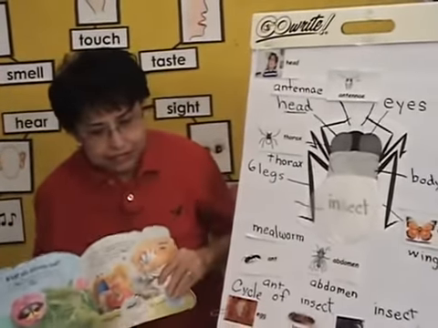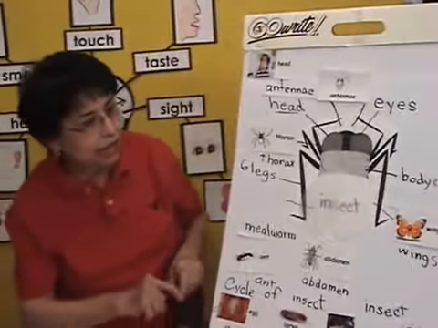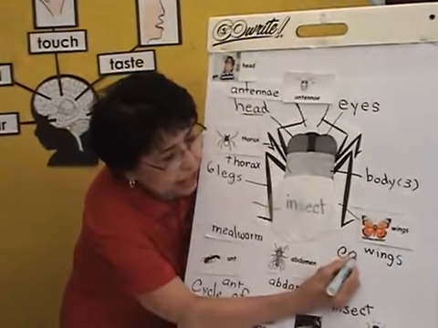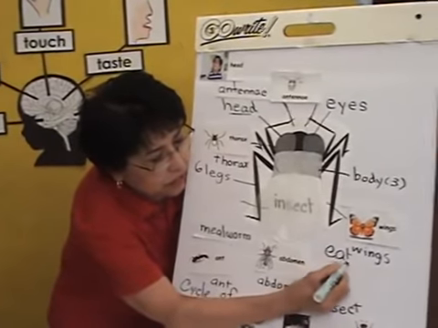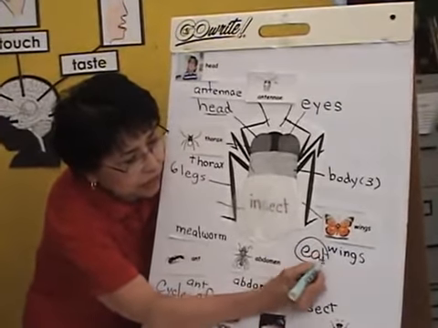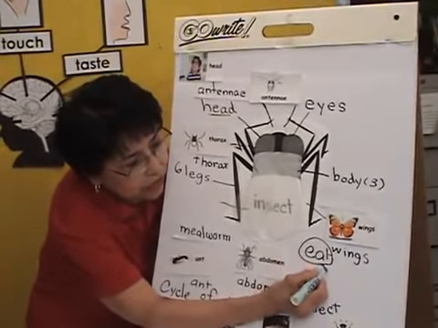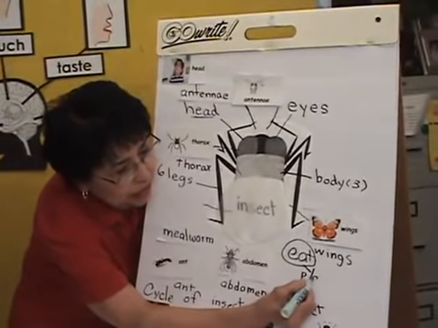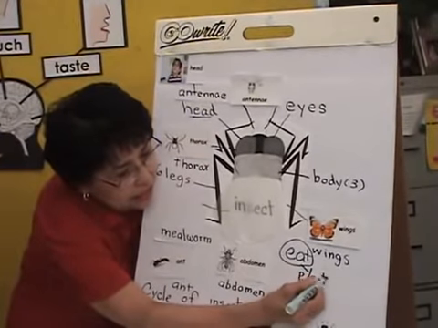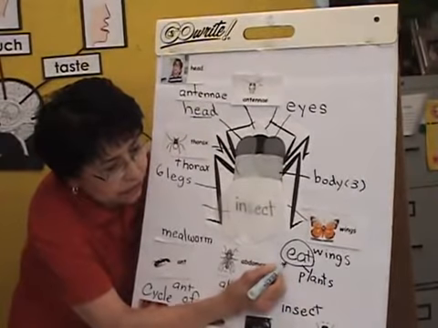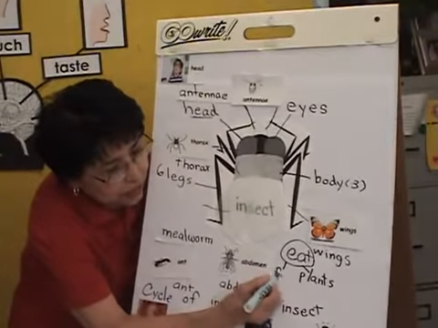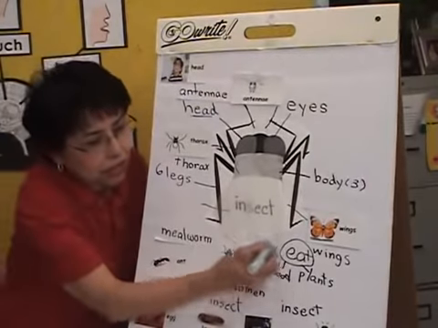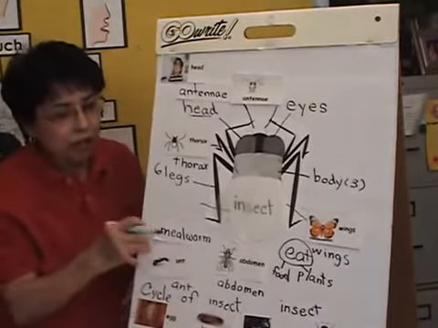Oh, what do insects like to eat? Let's go ahead and add it. What do the insects eat? E-A-T. What do the insects like to eat? Oh, they like to eat plants. P-L-A-N-T-S. What else do they like to eat? Food. Oh, same as children. They like to eat food.